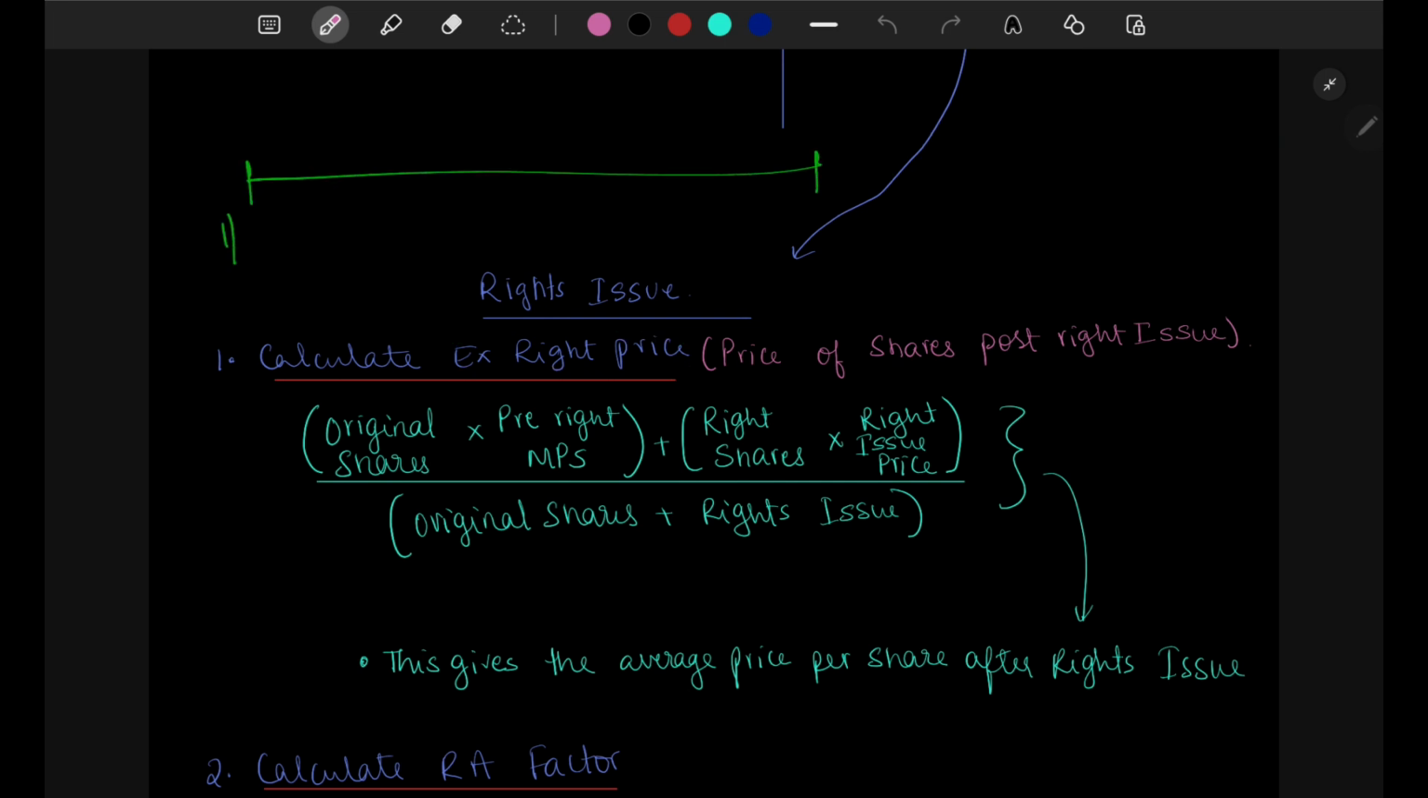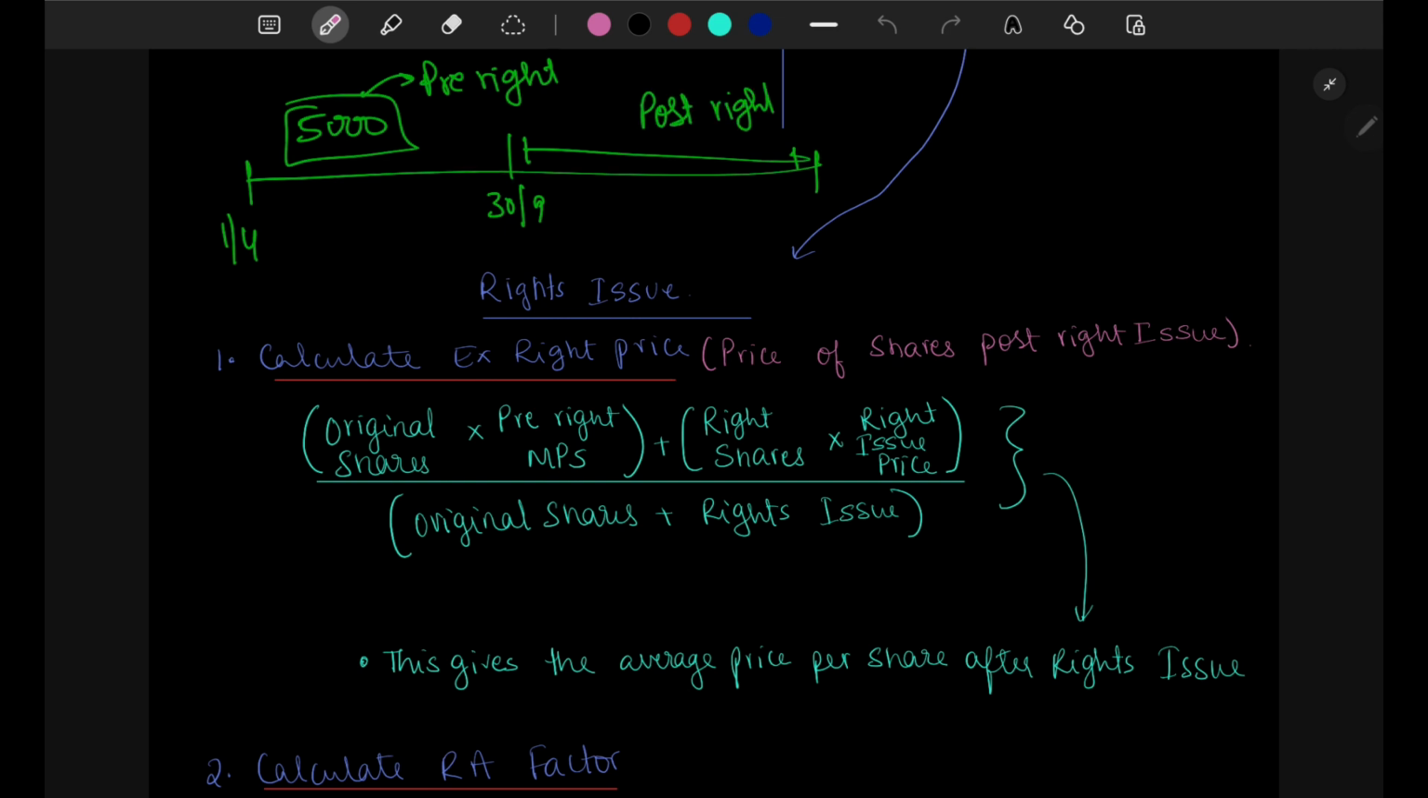In 1st of April there were 5,000 shares, right? We'll just assume in September we made a rights issue. So these are pre-right amounts, these shares. Whatever comes afterwards will be post-right. These will be at post-right value.